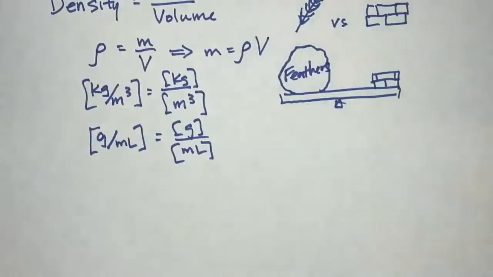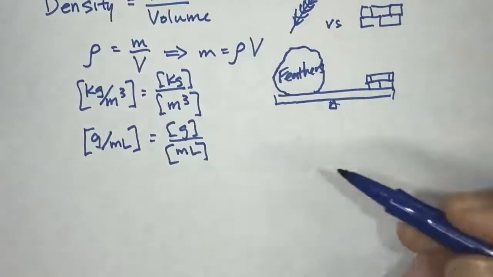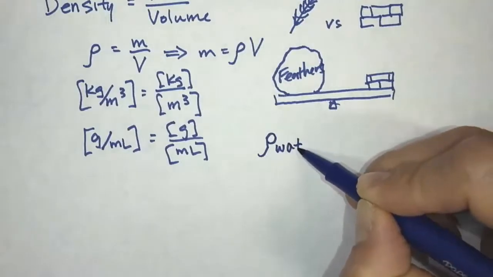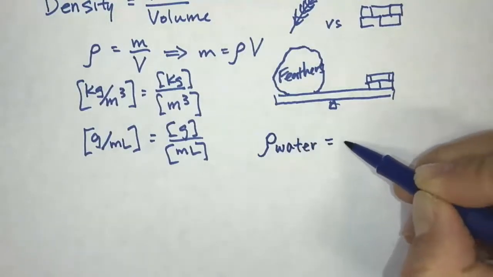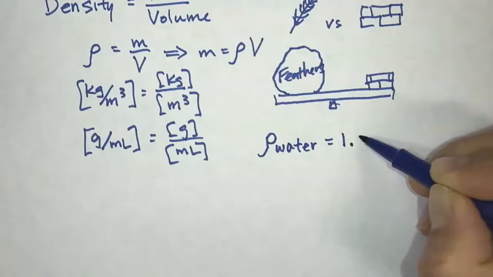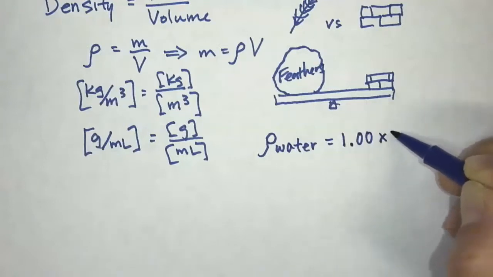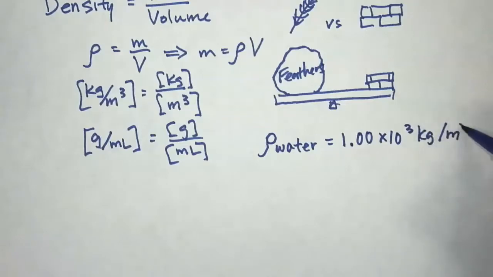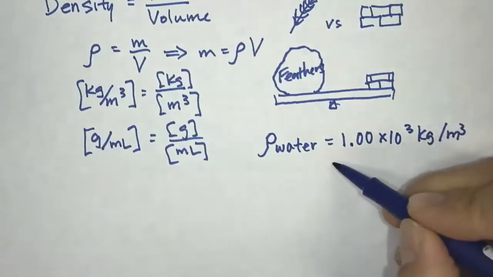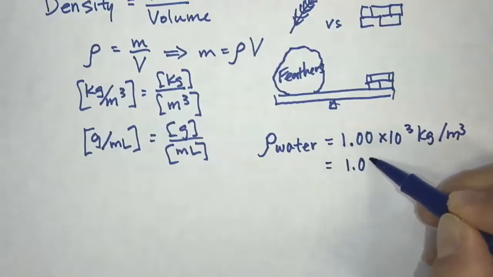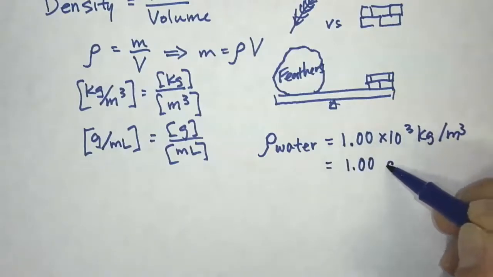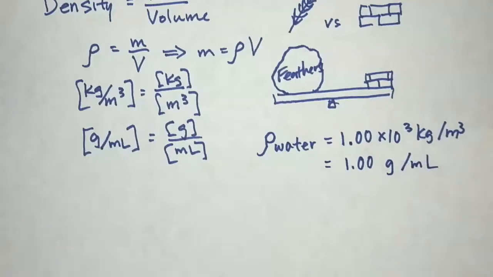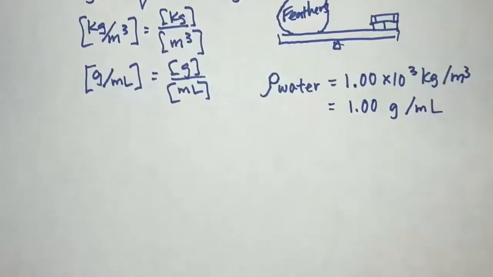What is helpful to remember is the density of water. A lot of times, problems will require you to know this information, so we're going to take a moment to write this down. Water is 1.00 times 10 to the third kilograms per meter cubed, or you can write it as 1.00 grams per milliliter. Let's take a look at a problem that you might be asked to solve.